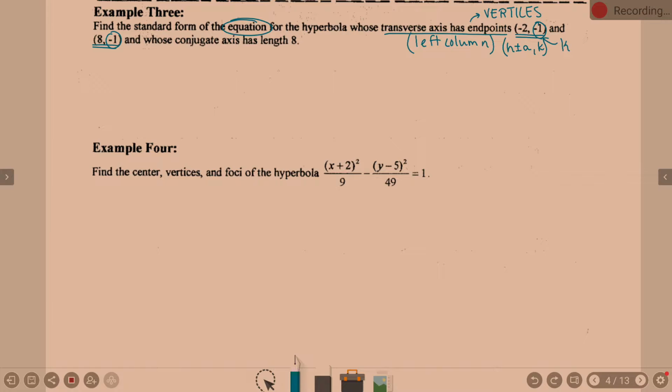Now, while I'm here, since we're in a left column, I'm going to write out that I'm going to be doing X minus H squared over A squared minus Y minus K squared over B squared equals 1. Okay. What other information you got for me?